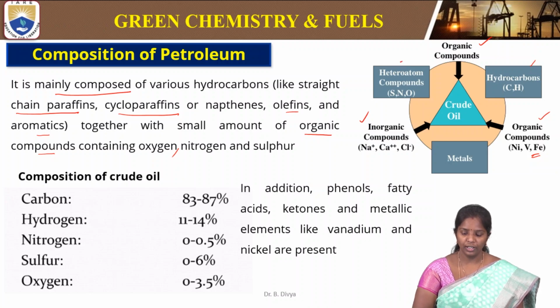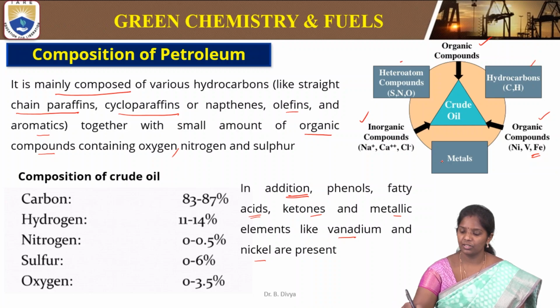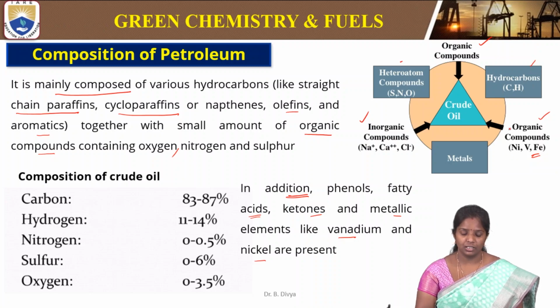In addition to that, phenols, fatty acids, ketones, and metallic elements like vanadium and nickel are also present. If we just remember this figure, it will give a quick idea and understanding that even metals are coming in the crude oil.